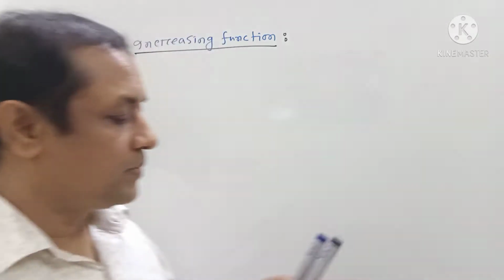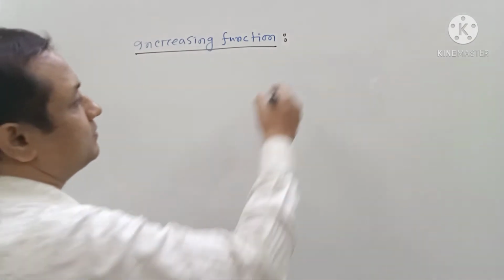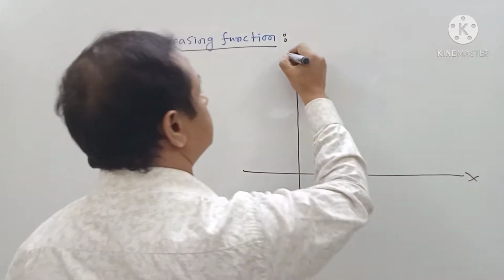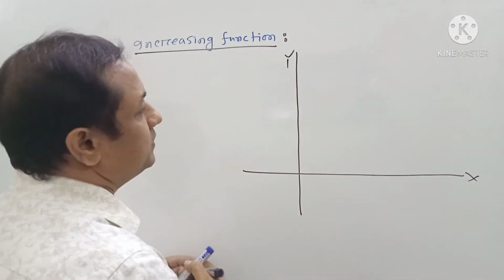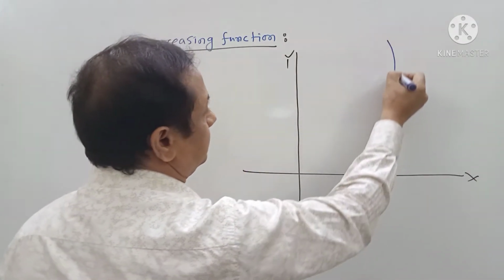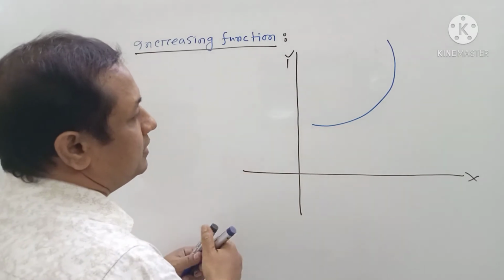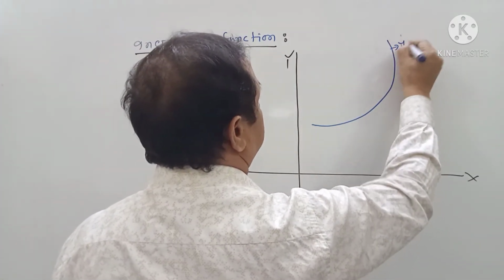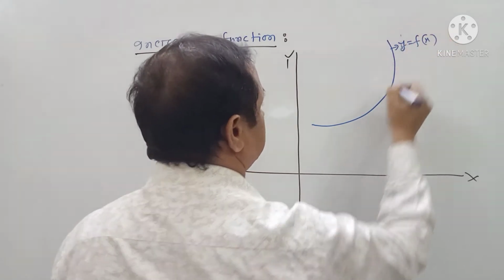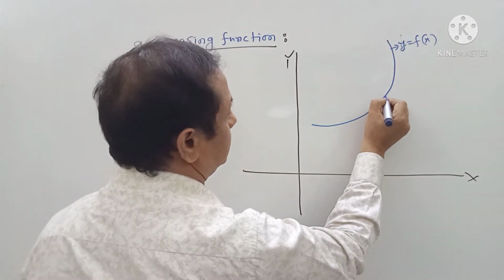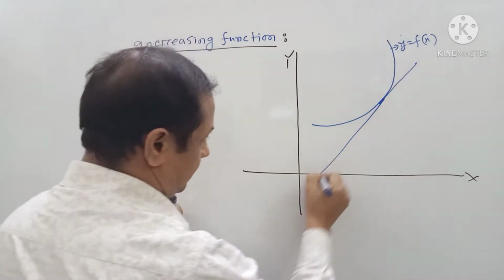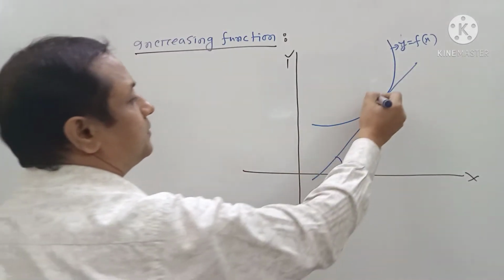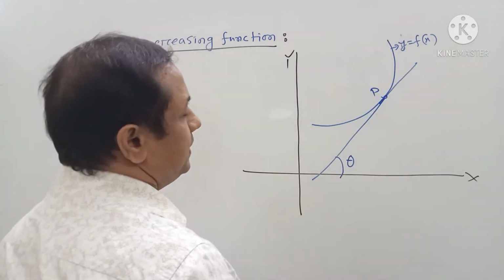So student, look at the board. Here are the x-axis and y-axis. Now here is the function f of x. This is y equals f of x. Now here this angle is theta. Now this point is P.